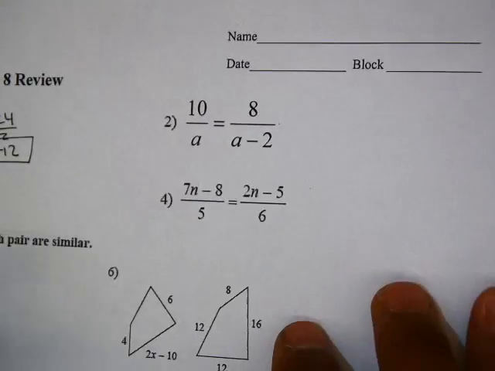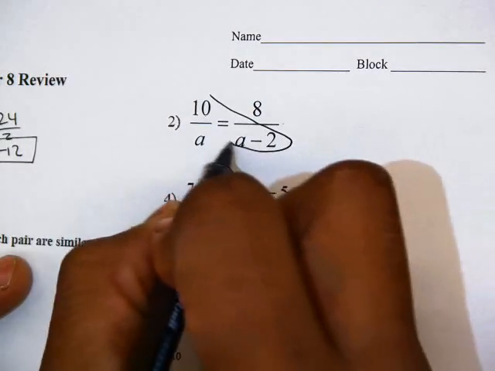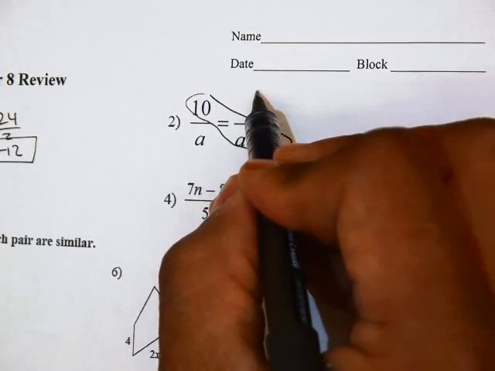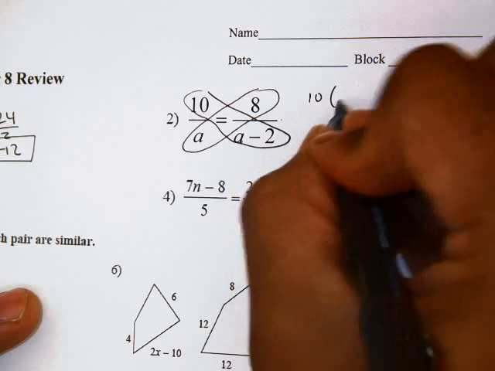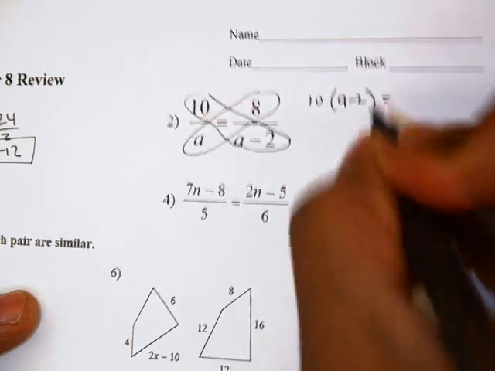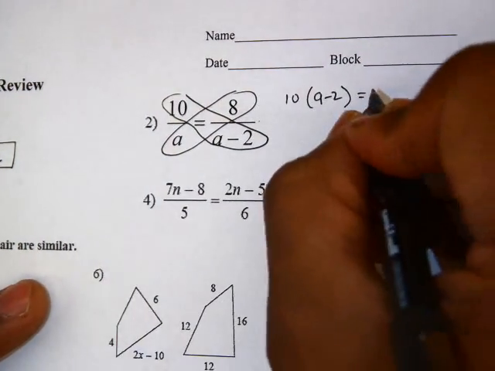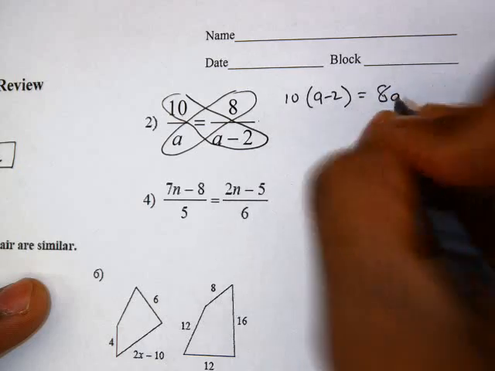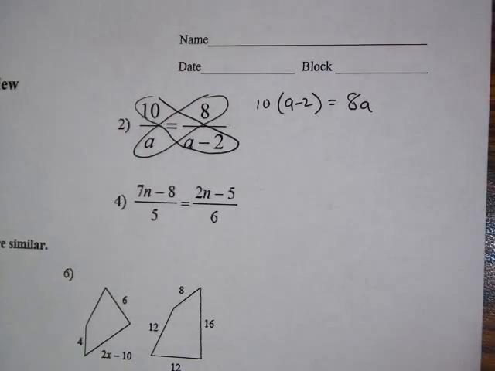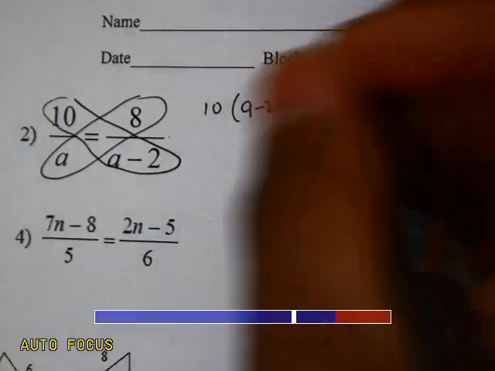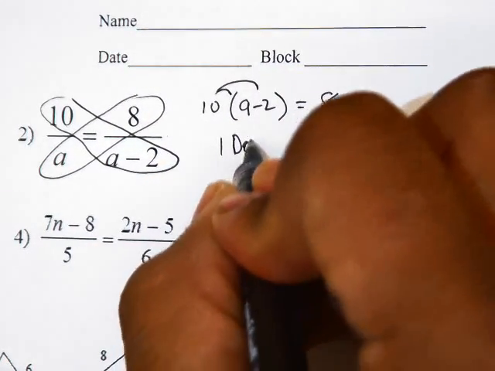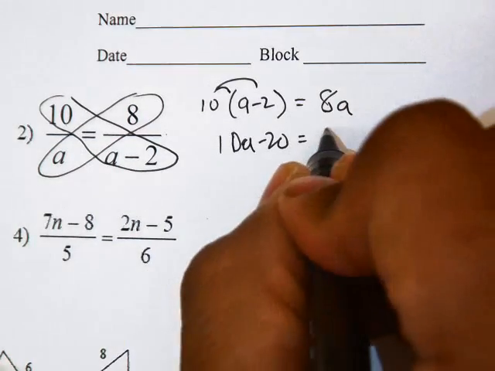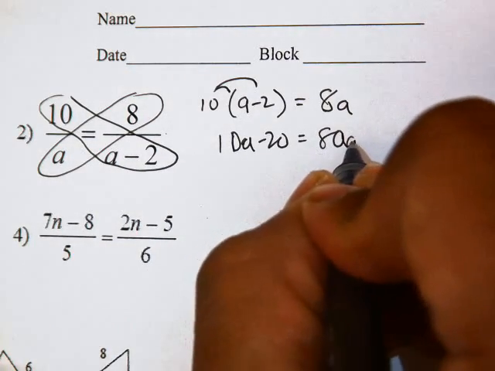Number 2, I'm going to do the same thing, except they have more complicated expressions here. So I'll have 10 times the quantity a minus 2, and 8 times a, or 8a. 10 times a minus 2, if I distribute, that's 10a minus 20. That still equals 8a.